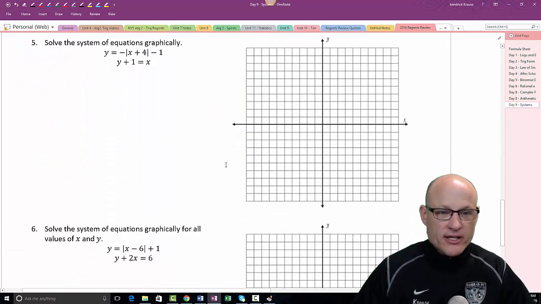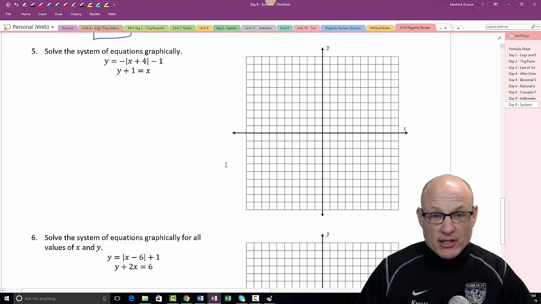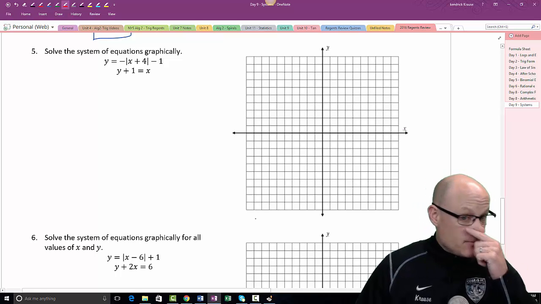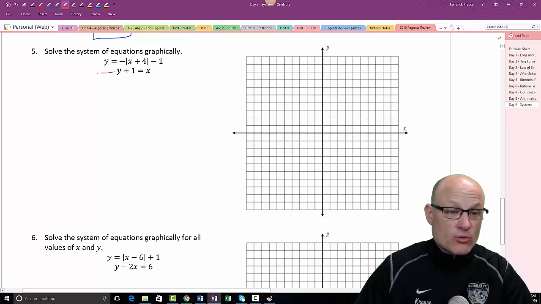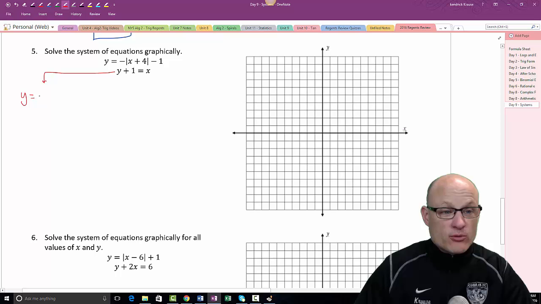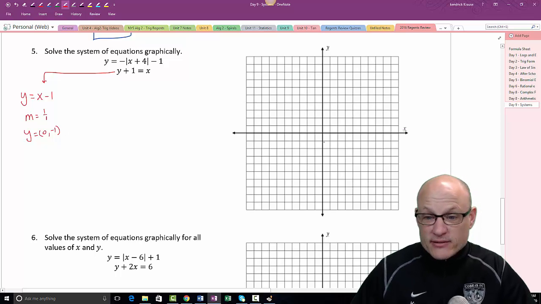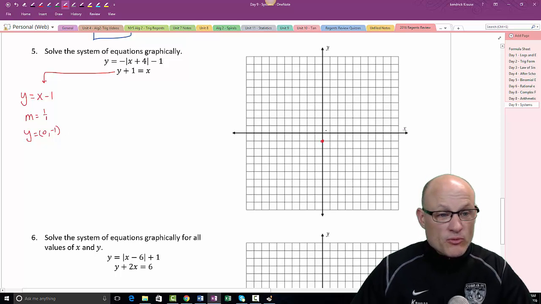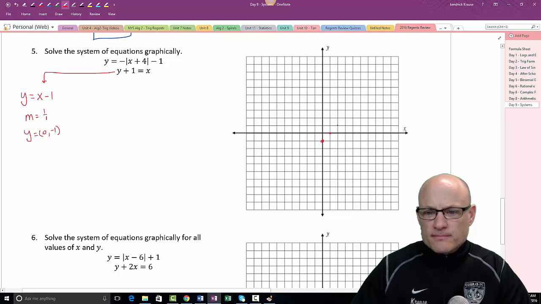Like what I have here is a parabola, a line, and an absolute value. I'm going to graph it over here, but I have to show some kind of work. So the first thing I'm going to do is solve this for y. I get y equals x minus 1. My slope is 1, and my y-intercept is 0, negative 1. So I'm going to graph that: 0, negative 1, slope of 1, I go up 1.